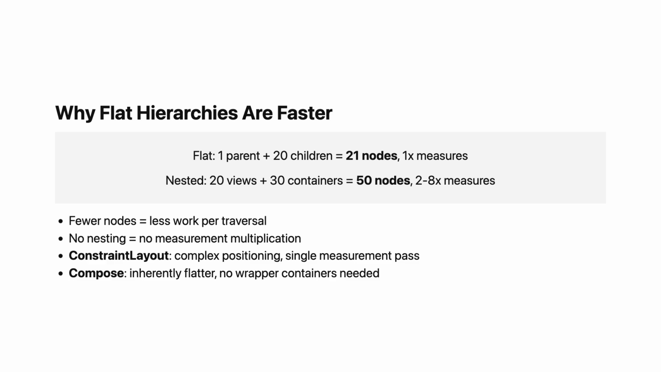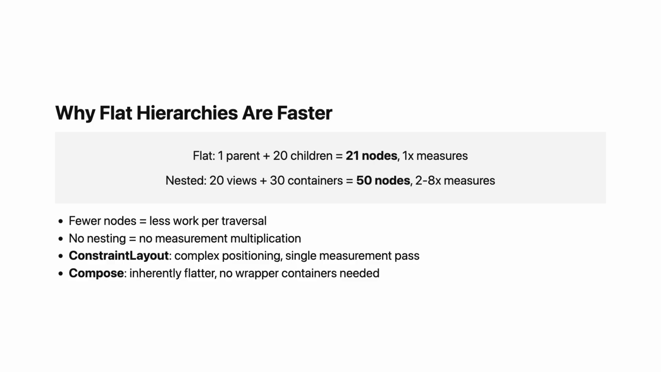Let me bring it all together. Every frame, the system traverses your view tree for measure, layout, and draw. A flat tree with 20 children has 20 nodes to visit. A deeply nested tree with the same 20 views might have 50 total nodes because of all the intermediate view groups, the linear layouts inside frame layouts inside relative layouts. More nodes means more work per traversal.